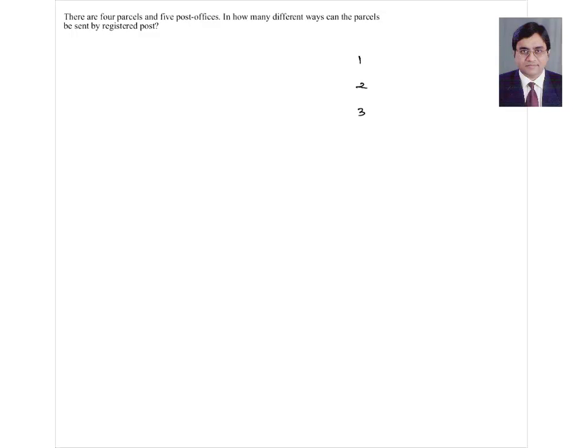Let's see, 3, 4, 5 post offices and 4 parcels. Parcel 1, parcel 2, parcel 3, parcel 4. Now, a post office has got no limitation. If you want, you send all parcels to one post office, the same post office. So parcel 1 can be sent here, here, here, here, here. Parcel 1 has got 5 choices. Even if you make one choice, second parcel can also be sent to that same choice. Second will also have 5.